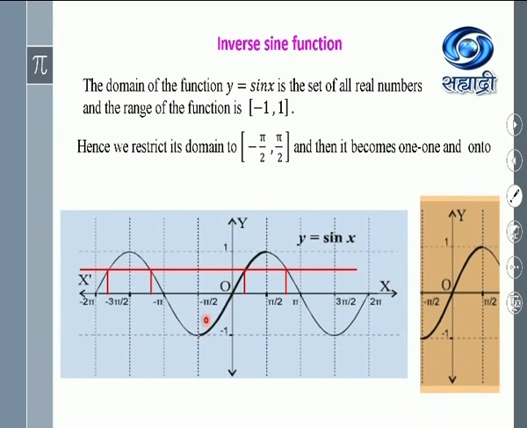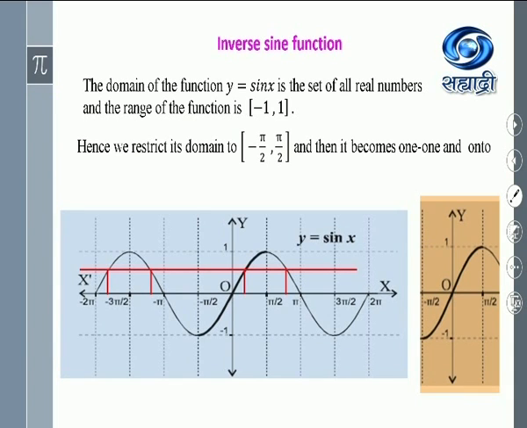So, this branch we select, which is from -π/2 to +π/2, and if you see here, the function becomes one-one. For each angle, you will get a unique value of y. See, these are the angles on the x-axis and these are the corresponding values of the sine function. So clear?